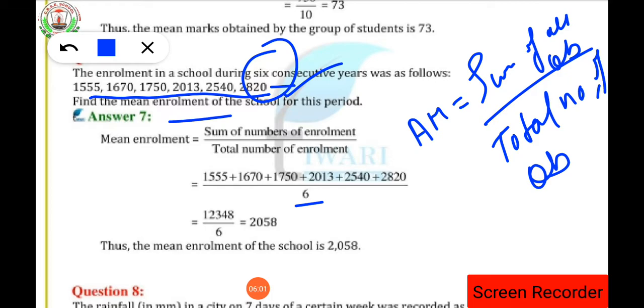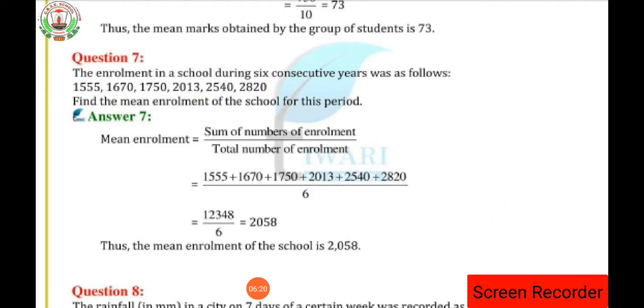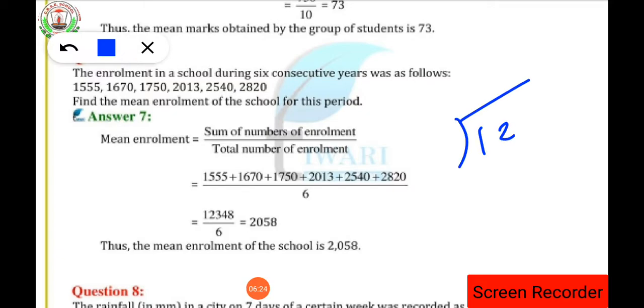So adding all the data, what will we get? We will get 12,348 as the sum of all the observations, and the total number of consecutive years is given as 6. Now we have to divide it. It's a very simple division, you can see that, isn't it?